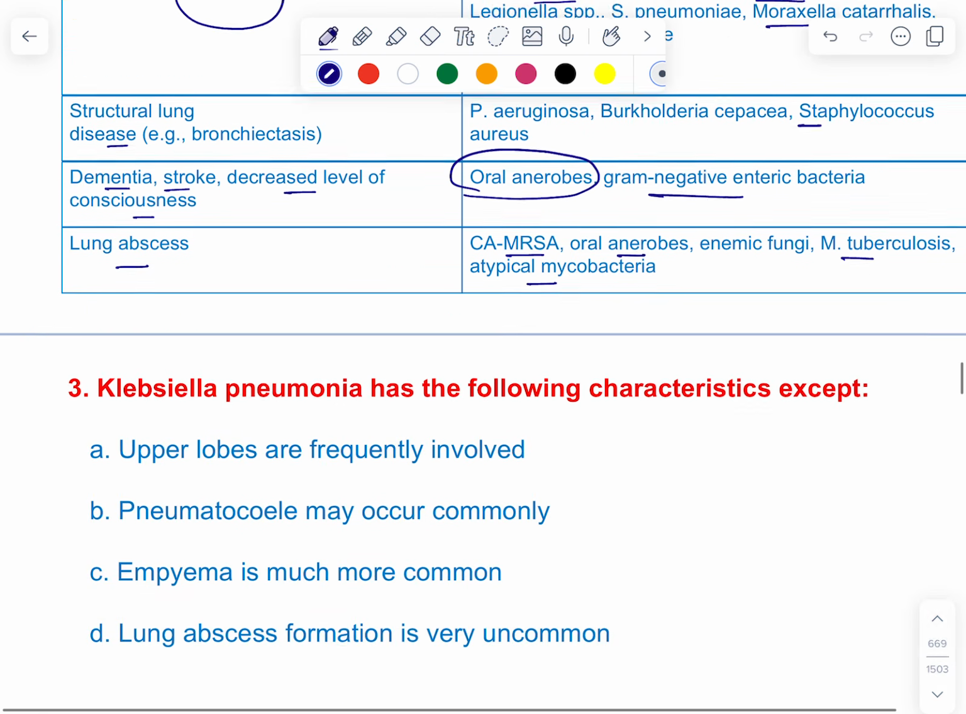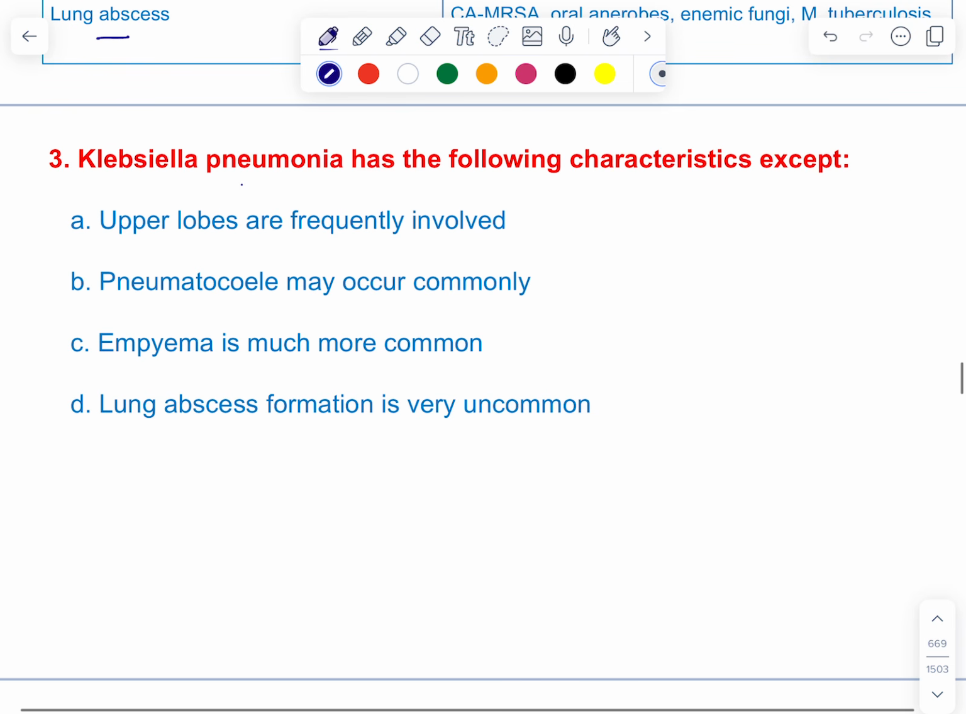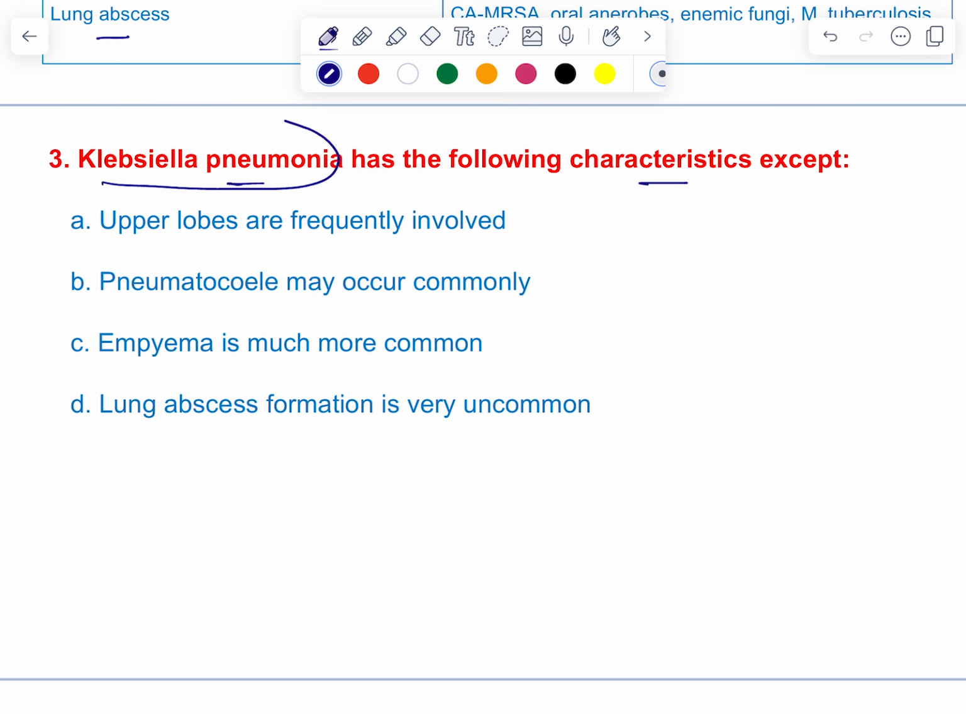Okay, next question is, Klebsiella pneumoniae has the following characteristic features except. The options are: the upper lobes are frequently involved, pneumatocele may occur commonly, empyema is much more common, lung abscess formation is very uncommon. Now you take this Klebsiella pneumonia, the pneumonia which is caused by Klebsiella pneumoniae, another name for this is also called Friedlander's pneumonia.